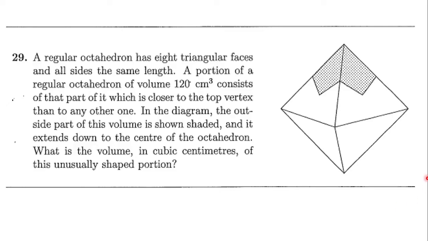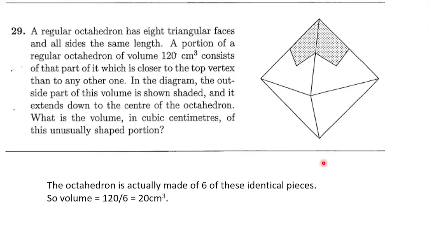So the entire volume of the octahedron is 120 centimeters cubed, and then we want the volume of this shaded area. And if you look at it, you can kind of see that the entire shape is made out of 6 of these, 1 on each corner. So we do 120 divided by 6, giving us 20 centimeters cubed as the volume of this section.